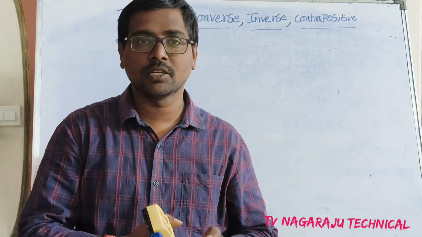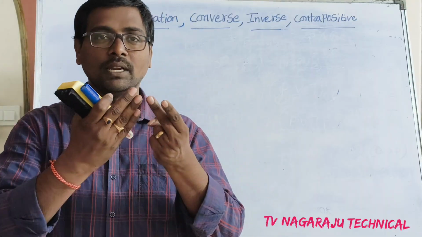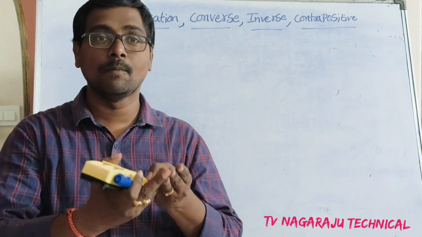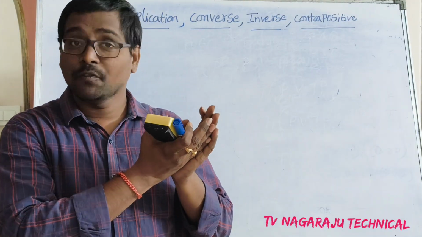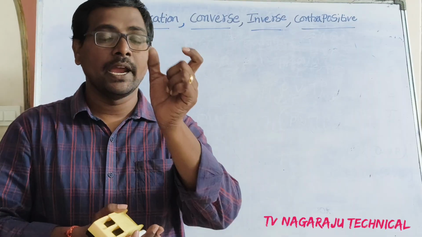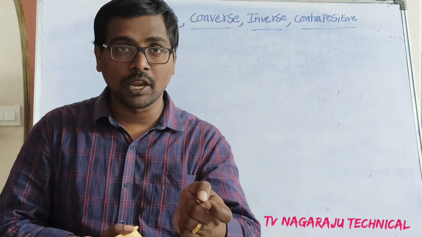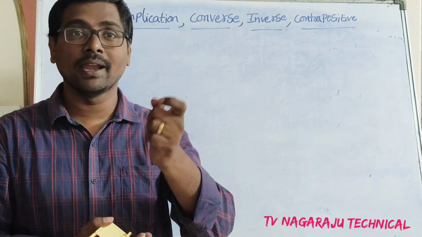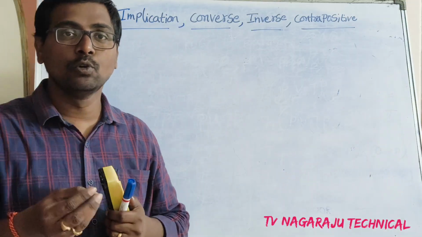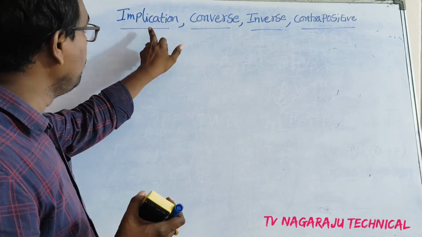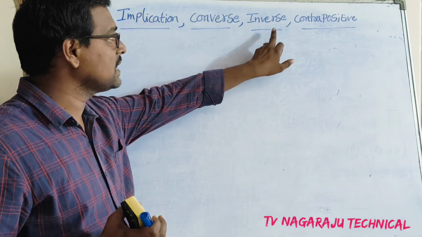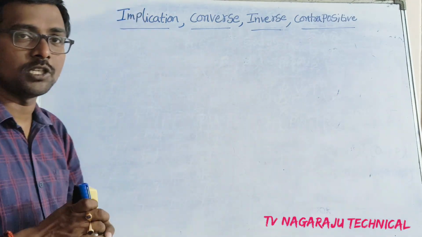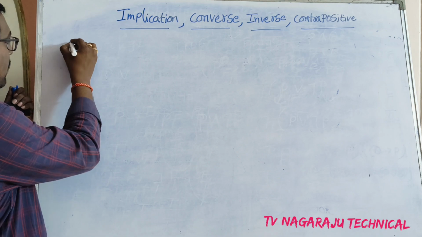So, as we discussed, what is a proposition, what is an atomic proposition, what is a compound proposition, what are different logical connectives, how do you construct a truth table, and what is a tautology, contradiction, and contingency. Now, we will move to some more terms: implication, converse, inverse, and contrapositive. We will move one by one.